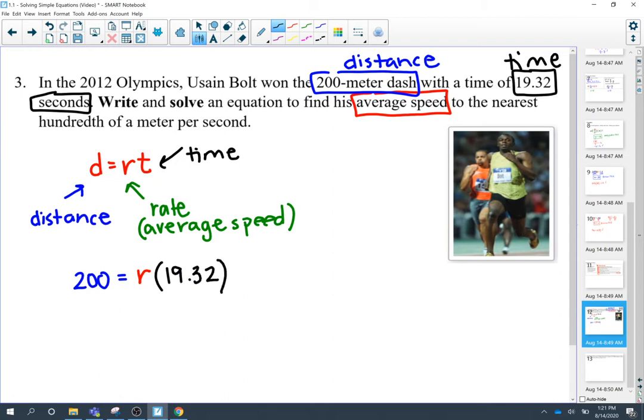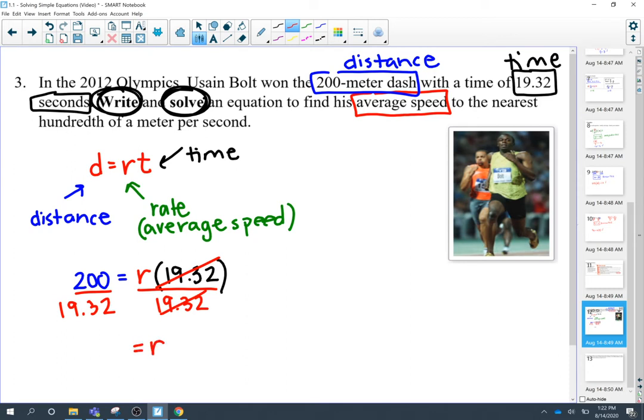Now I'm trying to find the average speed. So we did the writing part. We wrote an equation. Now we have to solve the equation. If I take a look at my equation, I'm trying to solve for R. This is 19.32 times R. Opposite of multiplication is division. So I'm going to divide by 19.32. I'm going to divide this by 19.32. I know that these are going to cancel one another and leave me with my average speed.